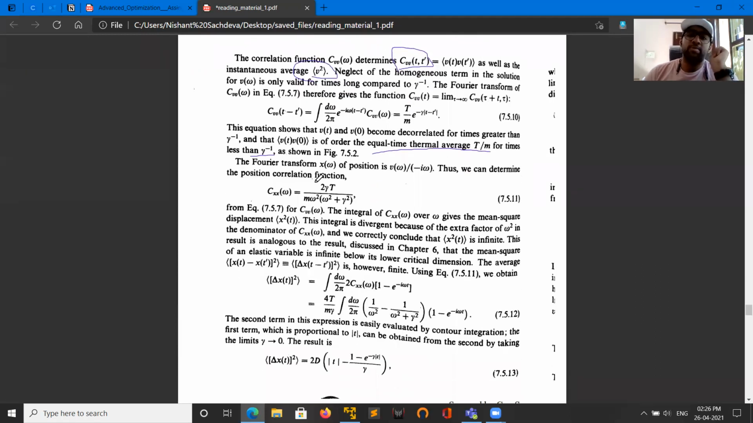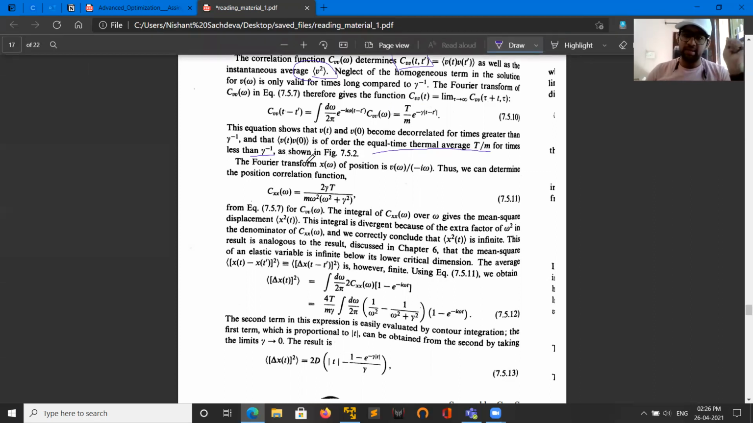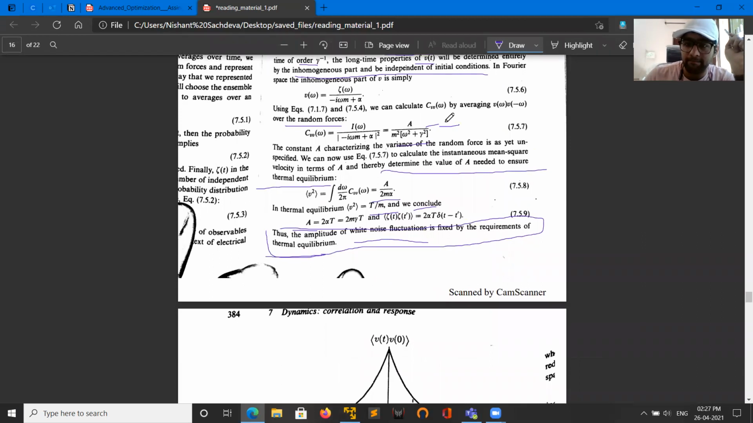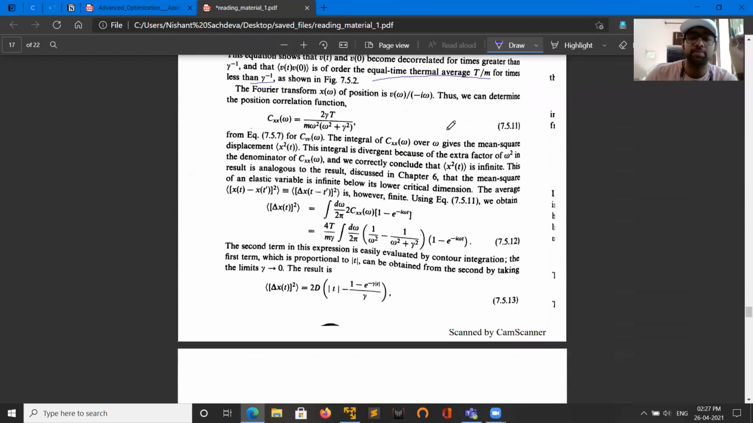Now the Fourier transform x of omega of position is v of omega divided by minus i omega. Thus, we can determine the position correlation function, which comes out to be CXX of omega as 2 gamma T divided by m omega squared into omega squared plus gamma squared. This comes from equation 7.5.7. That is again this equation right here. That's the equation we're using.